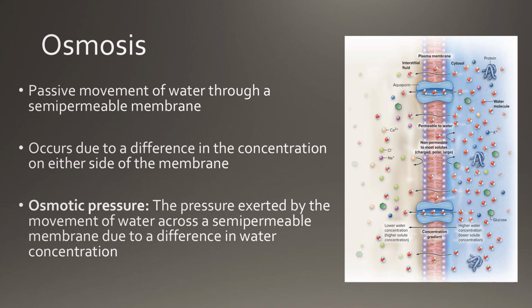Osmotic pressure is the pressure exerted by the movement of water across a semi-permeable membrane due to the difference in water concentration. The magnitude of osmotic pressure increases with the steepness of the concentration gradient, leading to a higher movement of water molecules.